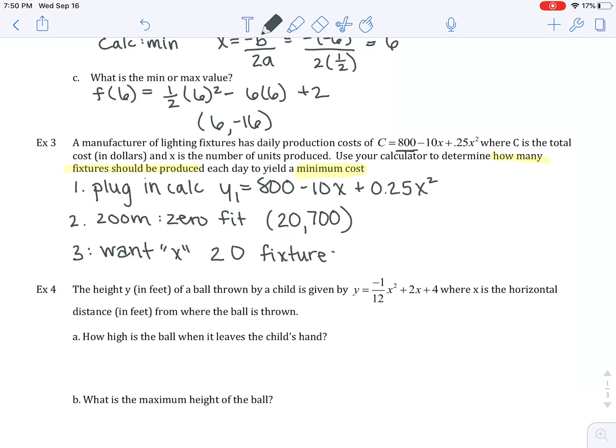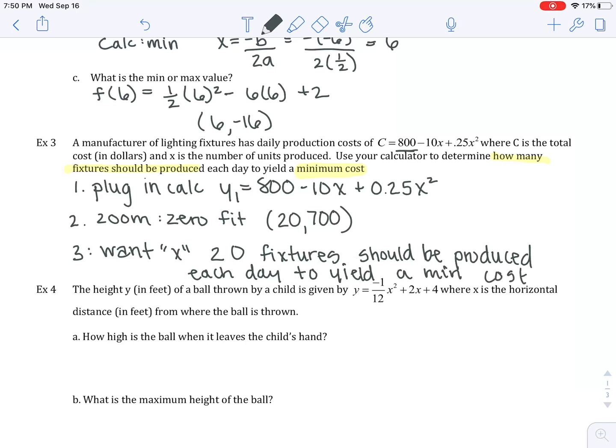Word problems need word sentences as answers. So 20 fixtures should be produced each day to yield a minimum cost.